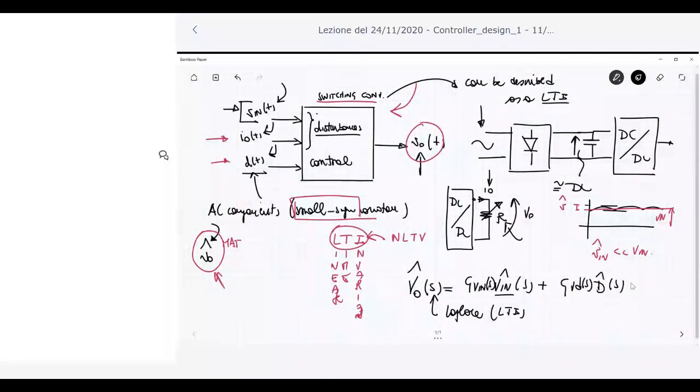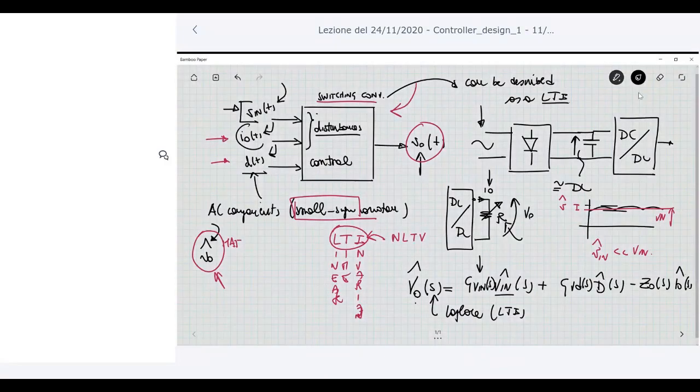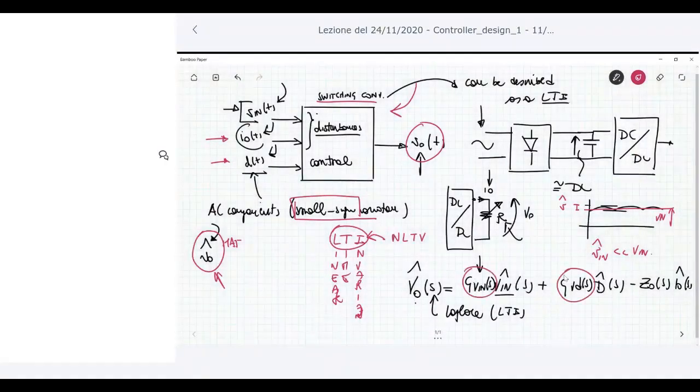And then you have the variation of the output voltage that is due to the variation of the output current, and that is indicated by this quantity. There are three different quantities, GV-in, GVD, and zeta 0, that I can separate because I can apply the superposition principle. I can use Laplace because we have a linear time invariant system, and then link the variation of disturbance in the duty cycle to the variation of the output. Zeta 0 is called the output impedance.